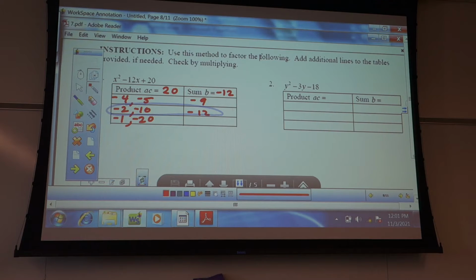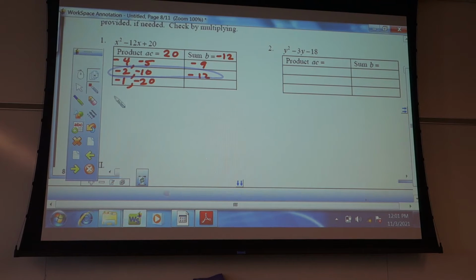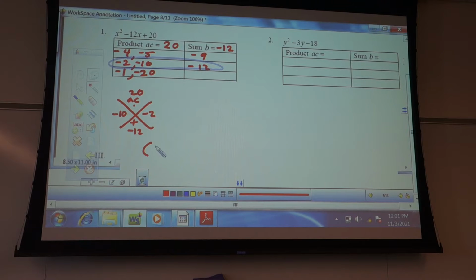I like to do my diamond, personally. So if I were doing my diamond, I'd say, okay, AC, so that's 20, and they add up to negative 12. That's going to be negative 2 and negative 10. So then I'm done. That's basically it. I just write them as x minus 10 times x minus 2.